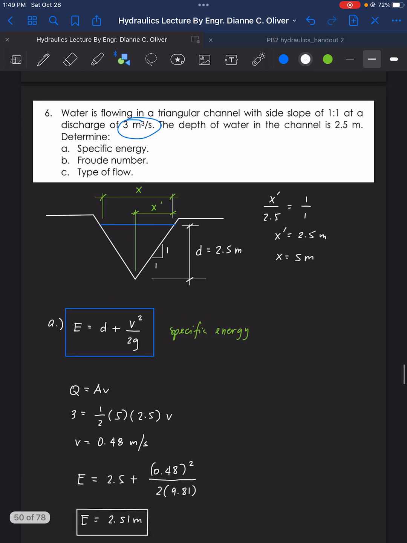Now for letter B, find the Froude number. So the formula for the Froude number, Fn, is equal to the velocity all over the square root of the gravitational acceleration times area over the width. So the width of the water. So this is the formula for the Froude number.